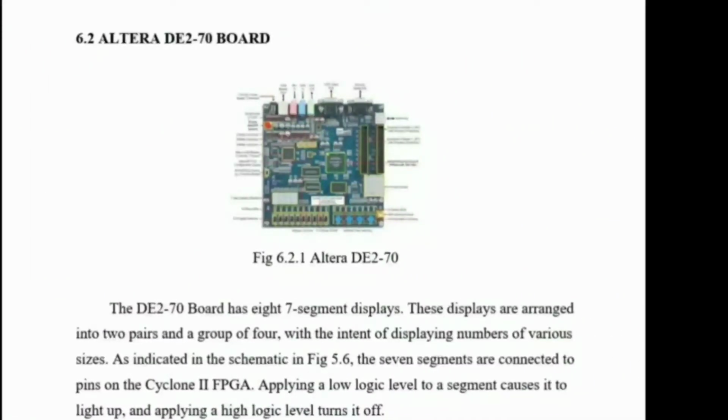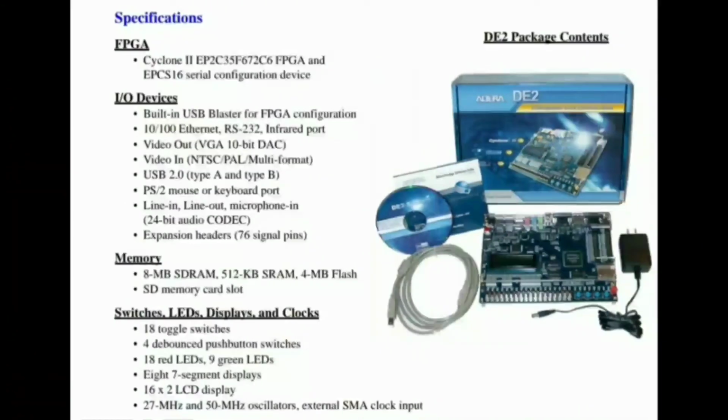The kit used in our project is the Ultra DE2-70 board. The board has 8 seven-segment displays. These displays are connected into 2 pairs and a group of 4 with the intent of displaying numbers of various sizes. The 7 segments are connected to the pins on the Cyclone 2 FPGA. Applying a low logic level to a segment causes it to light up, and applying a high logic level turns it off.